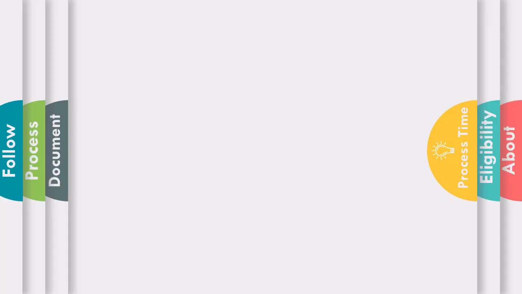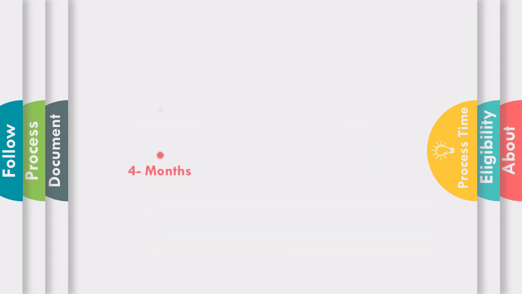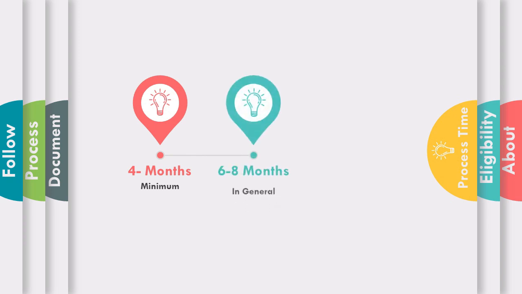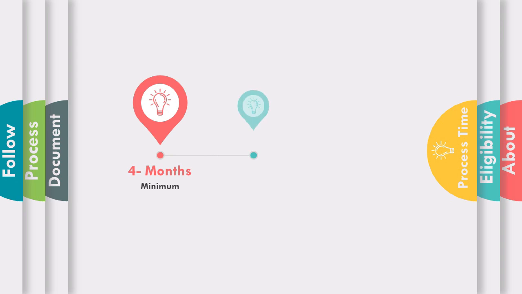So the next point is process time. So how much time will it take? Basically, the minimum time is 4 to 6 months, and in general it takes 6 to 8 months, and the maximum time for an application is like 8 to 12 months, which is almost, you can say, a total of 1 year.